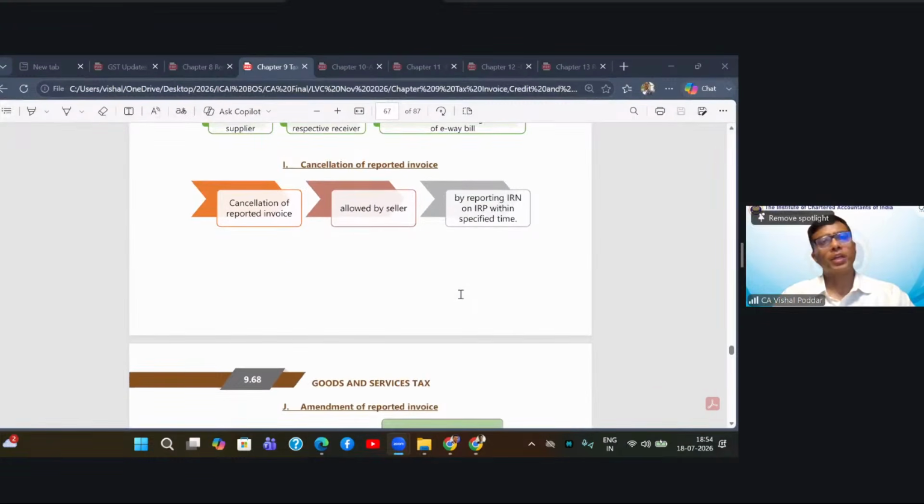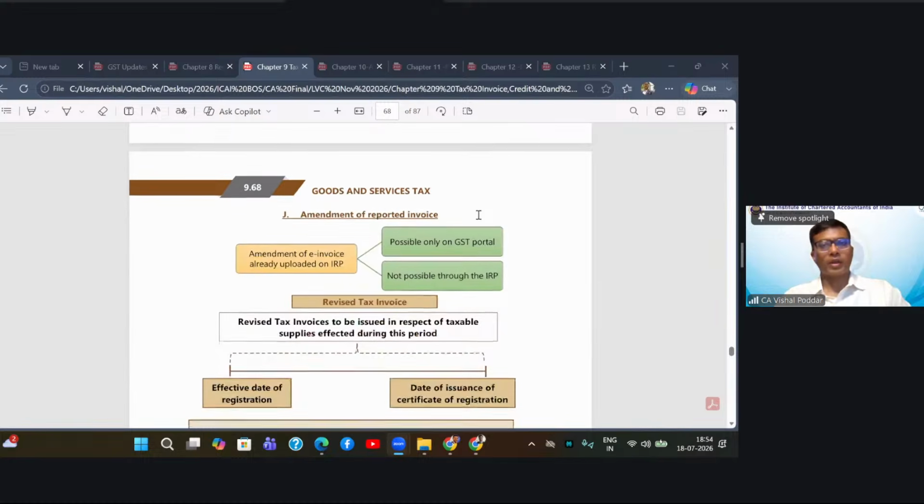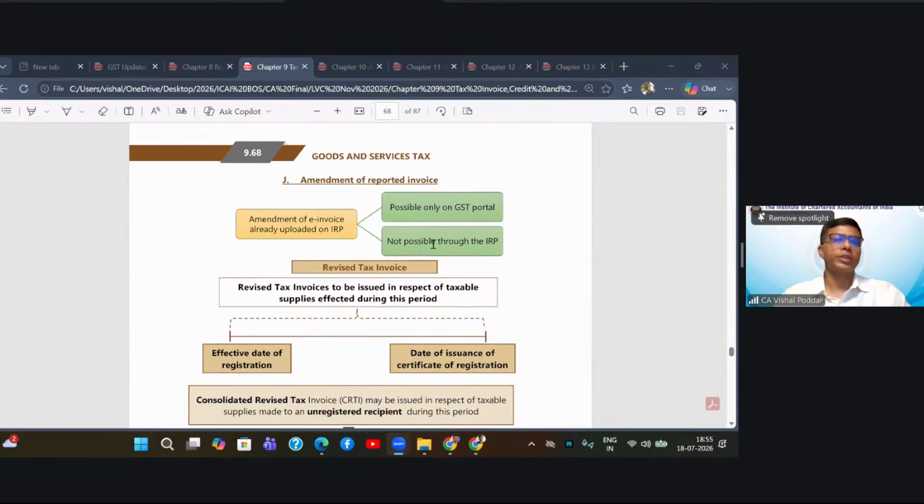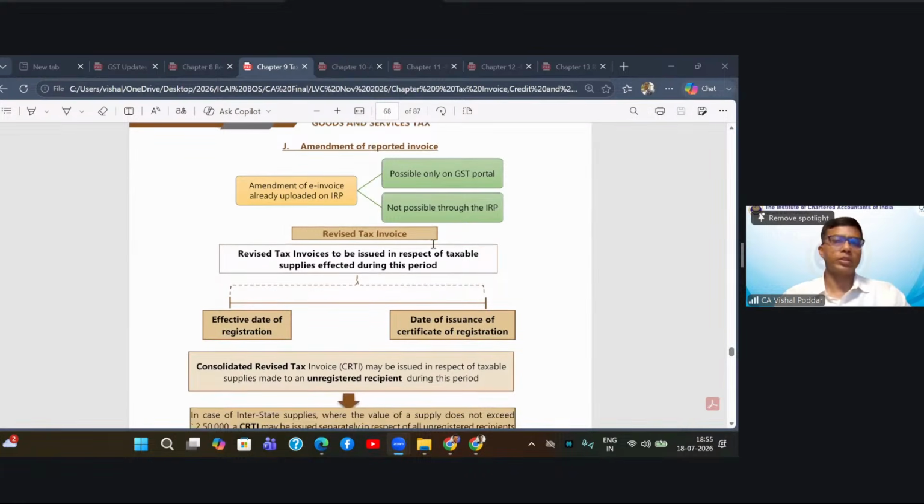Now, what if the e-invoice which you have generated has to be cancelled? In such cases, what is important to be understood is it can be done only within a specified time. If the time has elapsed and you are not able to cancel it, or let us say you require some changes to be done, in this case, there is no possibility of making an amendment in the e-invoice, or there is no possibility of cancellation after the prescribed date. In such cases, once this data is auto-populated in your GSTR1, in that you may do the changes.